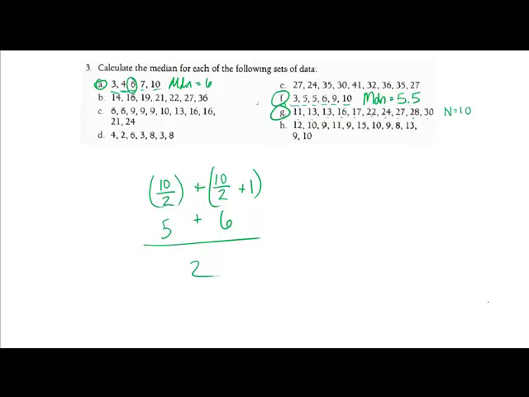So let's find the fifth. 1, 2, 3, 4, 5. The fifth observation is 17. The sixth observation is 22. 17 plus 22 divided by 2. 17 plus 22 is 39. If my math is correct, G is 19.5.